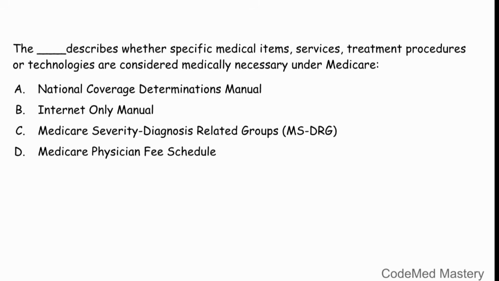The correct answer is Option A, National Coverage Determinations Manual. This manual outlines whether specific medical terms, services, procedures or technologies are considered reasonable and necessary under Medicare. It's a key resource used by providers and Medicare contractors to determine what is covered nationwide.